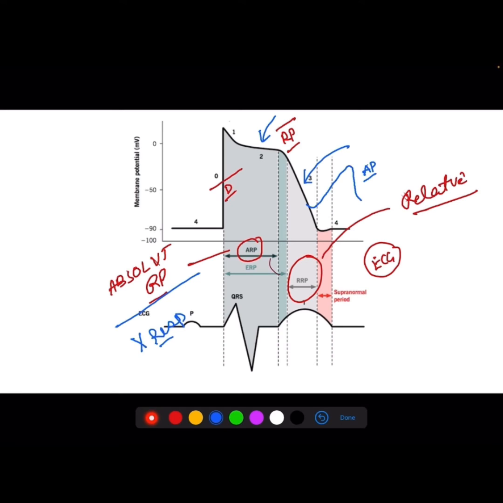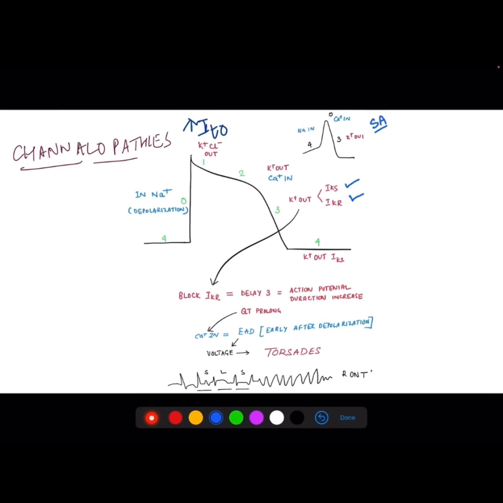So again, going back, you see that in phase 3, you have a potassium channel which is pumping potassium out of the cell to reach back to its normalcy. If you block that channel, what happens? There will be a delay in phase 3. So overall, you can see the action potential duration starts increasing. How does it translate in the ECG? It is by QT prolongation.